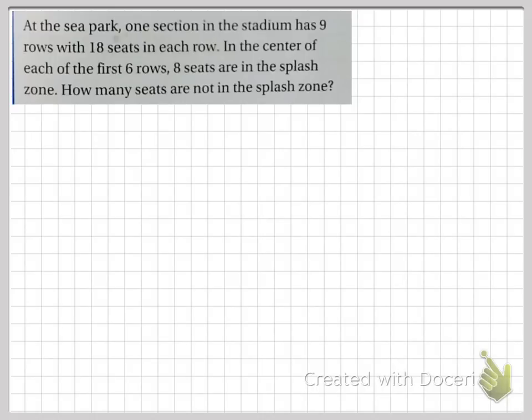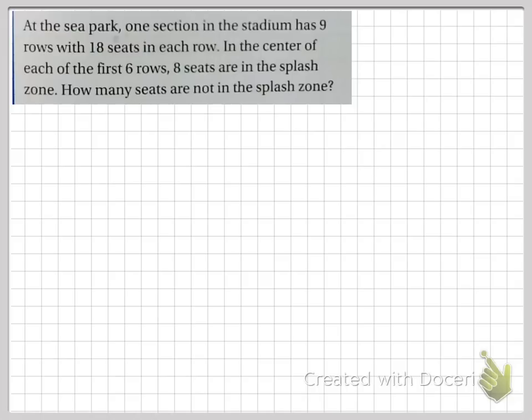Okay, here is our first word problem. At the Sea Park, one section in the stadium has 9 rows with 18 seats in each row. In the center of each of the first 6 rows, 8 seats are in the splash zone. How many seats are not in the splash zone? Okay, so if you're not reading this very carefully, this could be complicated.